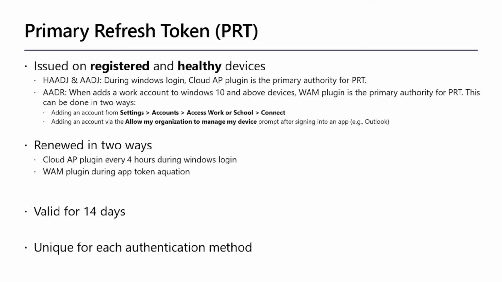PRT is issued in two different ways. The first one is using Cloud AP plugin every 4 hours and during Windows logon. The second one is using WAM plugin during app token acquisition. And PRT is valid for 14 days, which means if it didn't renew during 14 days, it will be invalid. And PRT is unique for every single authentication method, which means if I unlocked my device using password, I'll be getting a PRT which is different than the PRT that I'm getting if I unlocked my device using Windows Hello for Business.